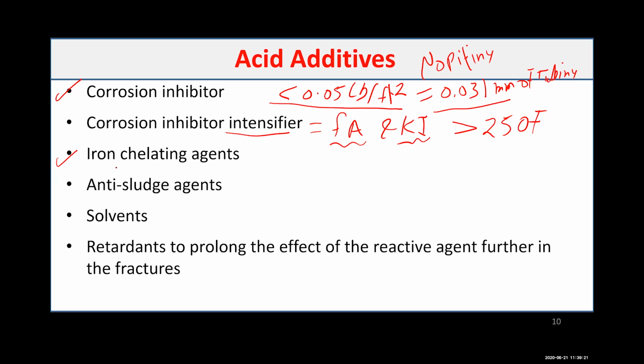precipitate after the treatment. Then anti-sludge agent, which you apply when you have asphaltene in your well. So if you have asphaltene or are expecting asphaltene precipitation, you need to have something to prevent this asphaltene from precipitating out of the formation.